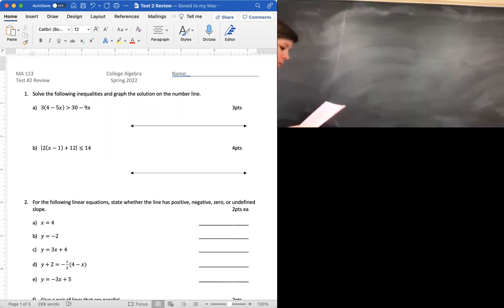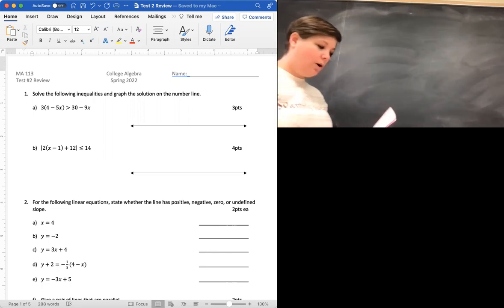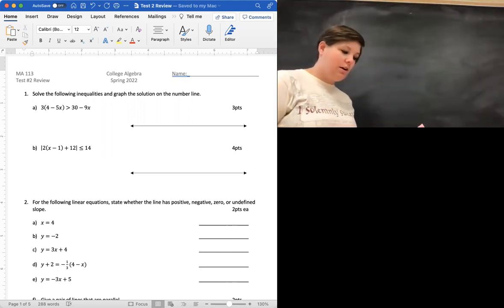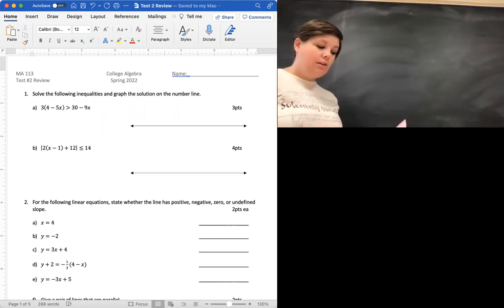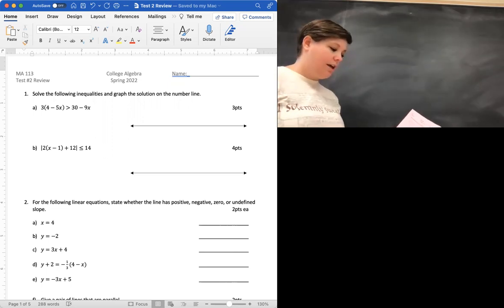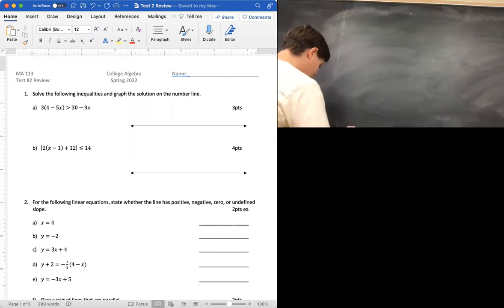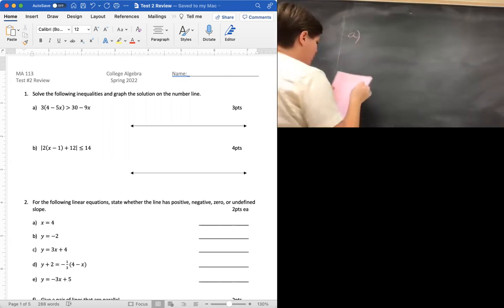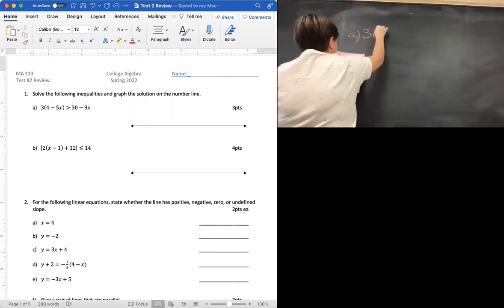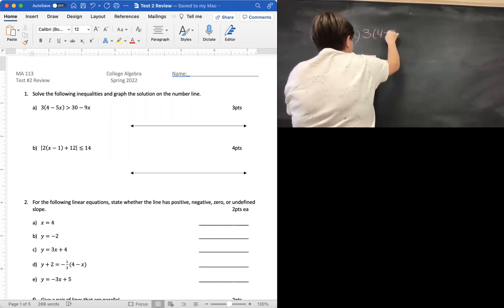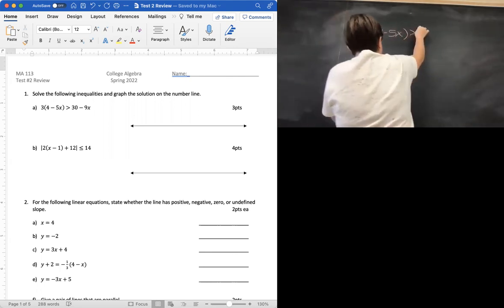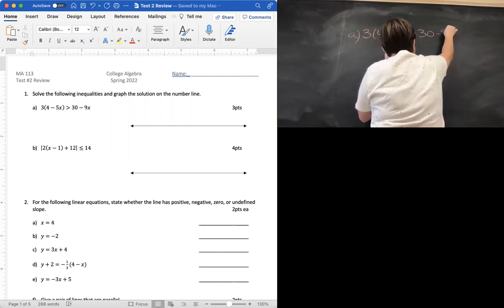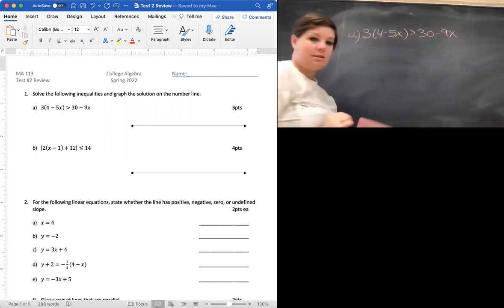All right, so number 1, solve the following inequalities and graph the solution on the number line. So number 1, there's 2 of them. There's A and B. Both of those are from section 1.7. So that's actually a chapter 1 thing, but anything is fair on any of the exams. So we have 3 times (4 minus 5x) is greater than 30 minus 9x.